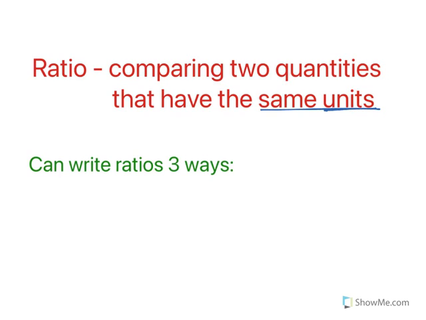Now, we can write ratios three ways. We can write it as a fraction. Let's say A over B. We can use the word to, A to B. Or we can use a colon. All three of these are fine. They all say the same thing, A to B. That is it. That is what it means.